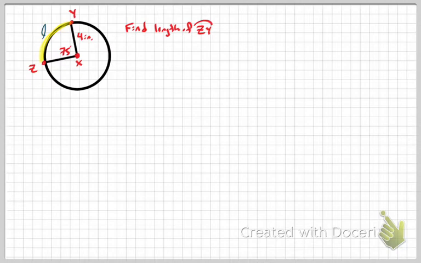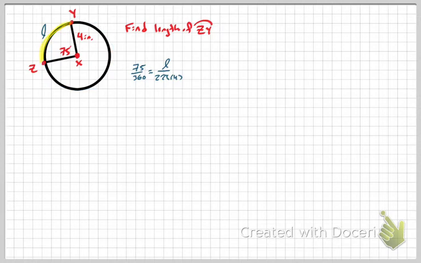So it's arc measure. Our central angle is 75. So arc ZY's measure is 75 over 360. That's our constant. Equals, we don't know what our arc length is, over 2 times pi times our radius, which is 4. Because remember, this part right here is the circumference of the circle. Okay?